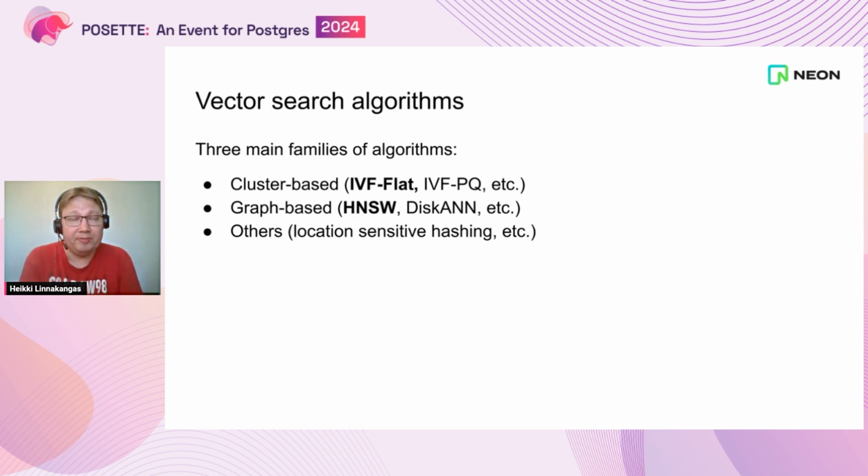The rough trade-off between these algorithms is that IVF flat is relatively fast to build, but it's slower to search and provides less accurate results. The graph-based algorithms are slower to build. They take a lot of memory and a lot of CPU to build, but they're very fast once you've built the index, and they get pretty accurate results.